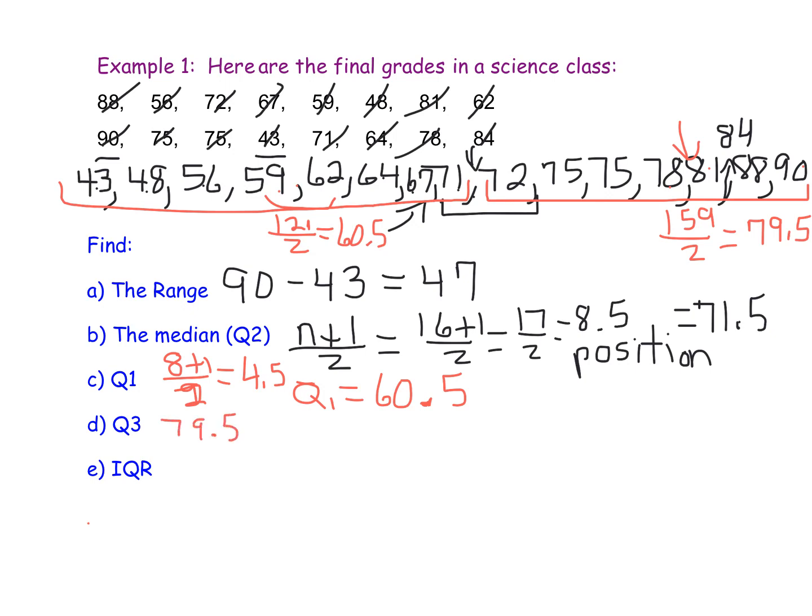And again, that number is not actually one of the pieces of data in our data set, but it is the third quartile value. The interquartile range is just the difference between Q3 and Q1, so 79.5 minus 60.5, and so our IQR in this case is 19.